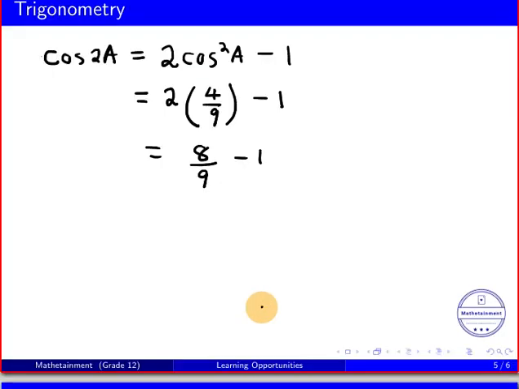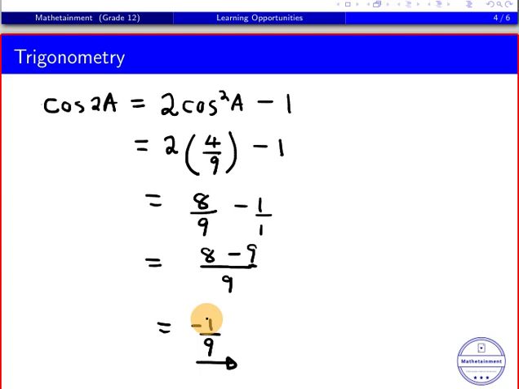And we are not supposed to use a calculator, remember? So you are inclined to find the LCD. Then 9 goes into 9 once, 1 times 8, that is 8. Remember, 1 is the same as 1 over 1. 1 goes into 9 nine times, and then 9 times 1, so you have a minus 9 there. So the answer is negative 1 over 9, because 8 minus 9 is the same as negative 1 in the numerator. So we have managed to find the value of cos 2A without using a calculator.